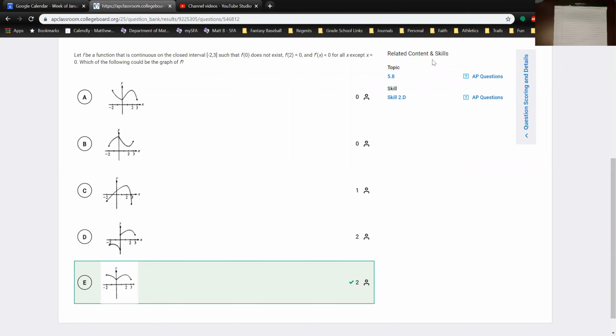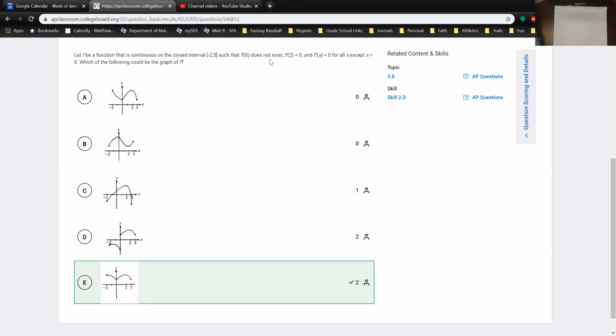Okay, on this one, we're going to be given information of a particular function that we know is continuous, and we're asked to figure out which graphs could be candidates of that function. So we know the function is continuous. We're on the closed interval from -2 to 3. We know that the first derivative at 0 does not exist.